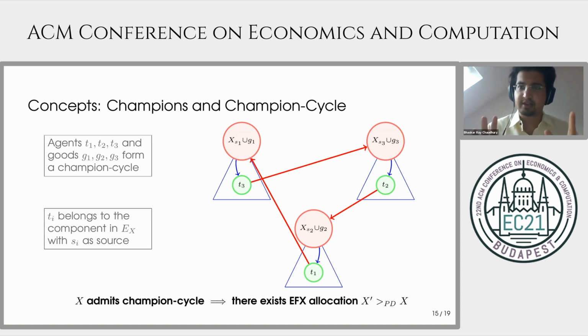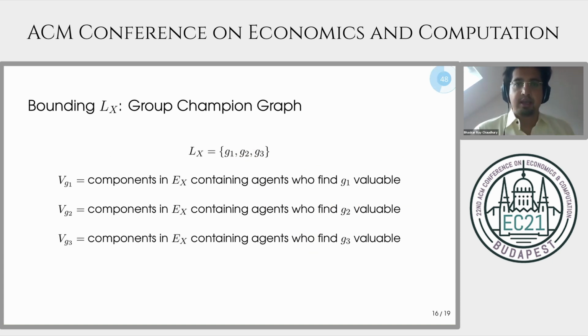Okay, so this is again a technical thing that you need to know. With this, we can get started on our bound. We introduced this concept of a group champion graph, and I will be describing this graph gradually. Let's say for our purposes that we have three low value, low demand goods, G1, G2, and G3. And we define this group champion graph. This group champion graph is a multipartite graph. Each part of this graph would correspond to a good in LX.